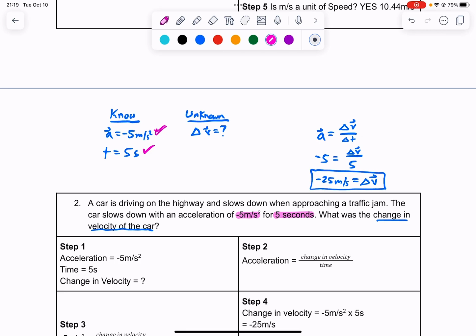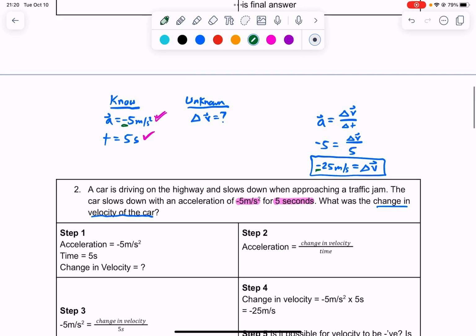So I find my formula, plug in the values, and then multiply and divide. And what I get here is negative 25 meters per second for the change in velocity. So what this negative sign indicates is the direction in which the velocity is going. See how over here, acceleration is negative, and you see that this value is negative, so that just tells you that the change in velocity is in the same direction as this acceleration.